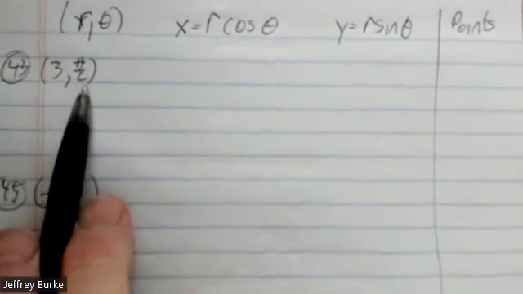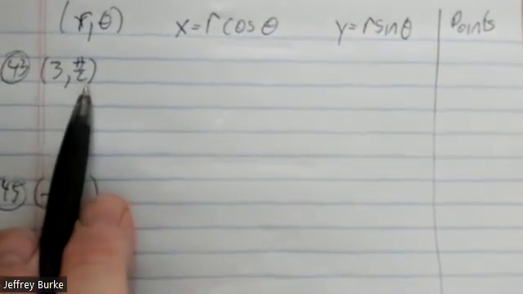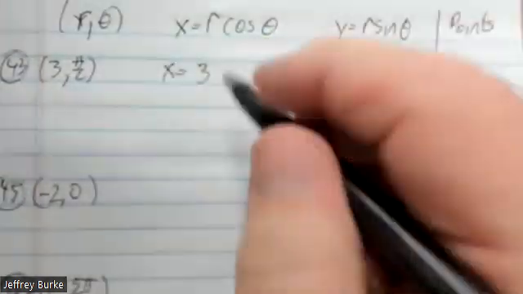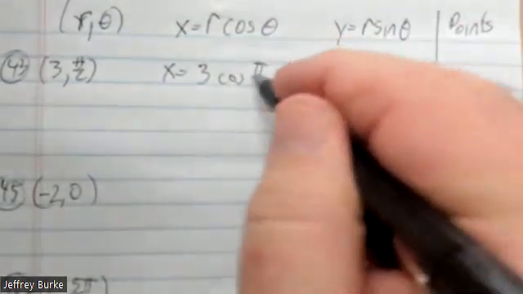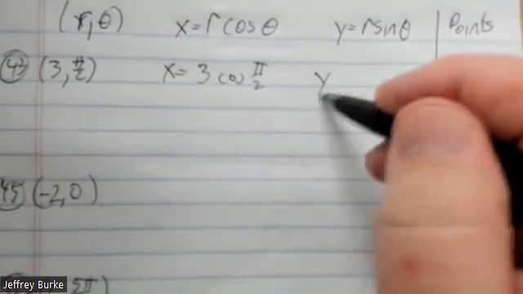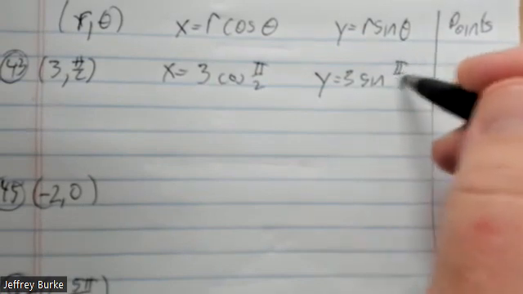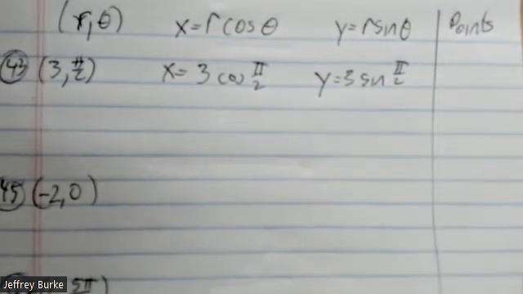So let's see how we convert this point that's in polar to rectangular. So look at the x coordinate, that's gonna be equal to 3, the r value, times the cosine of pi over 2. And then y is gonna equal 3 times the sine of pi over 2. So we're doing this in a very systematic way. So you kind of see how the procedure of this all works.